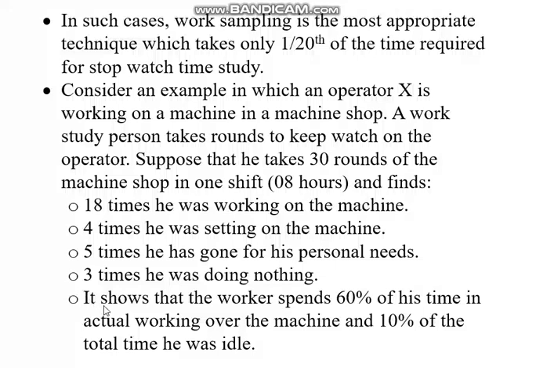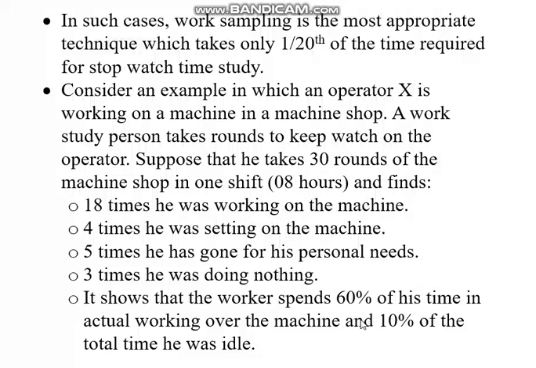Okay, from this, what conclusions we can make is, it shows that the worker spends 60% of his time in actual working. See, actual working is these 18 times he has worked on the machine. So now of these 30 times, 18 times means it becomes 60%. So 60% of his time he is in actual working. He is working only. Setting the machine is also working, but actually productive working, that means where some product is being produced, that is only 60%.